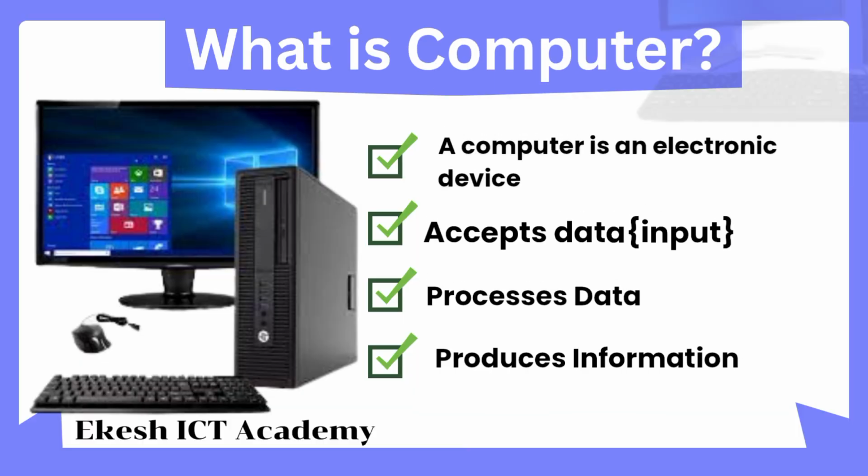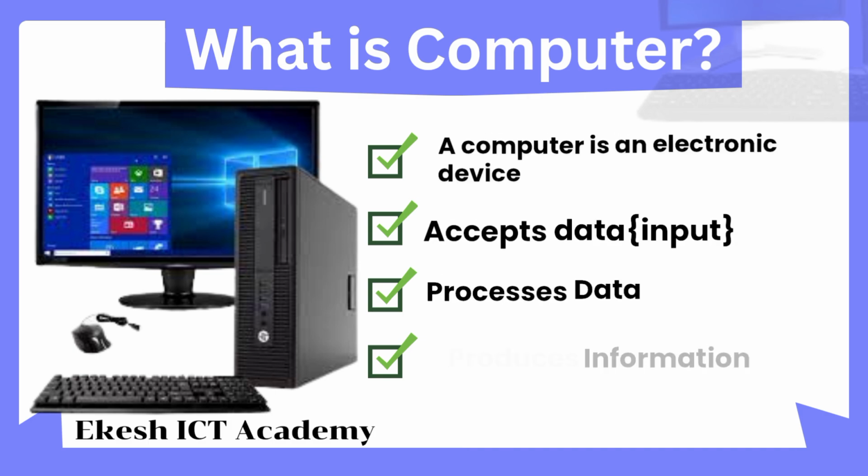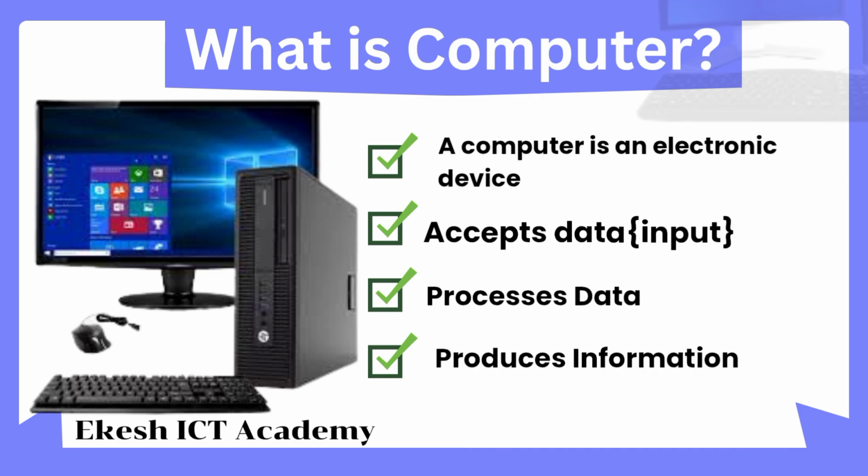What is a computer? A computer is an electronic machine that helps us work with information. It takes in data, which is raw facts or numbers, processes it according to instructions, and then produces information that we can use. For example, if you type numbers into a calculator app and press the equal sign, the computer processes the numbers and gives you the answer. That's how a computer works. Input, process, output.